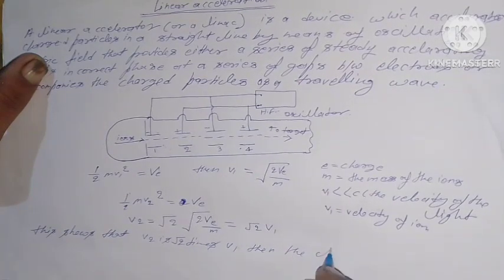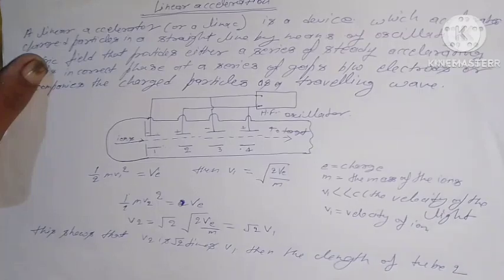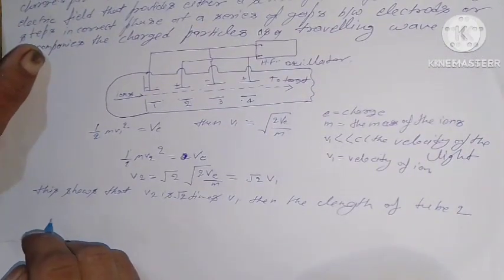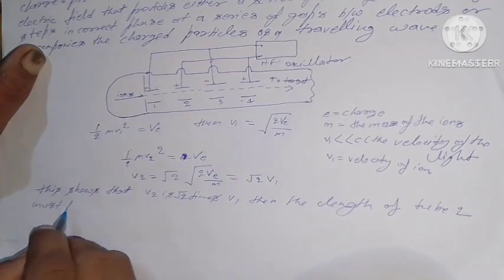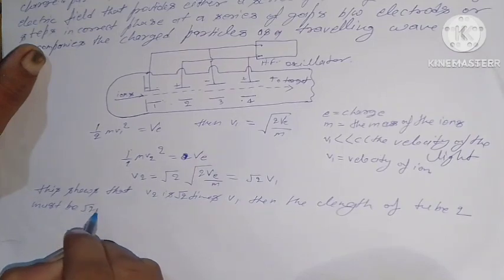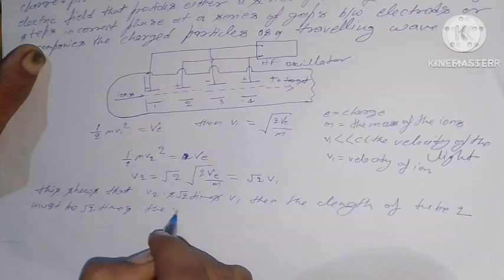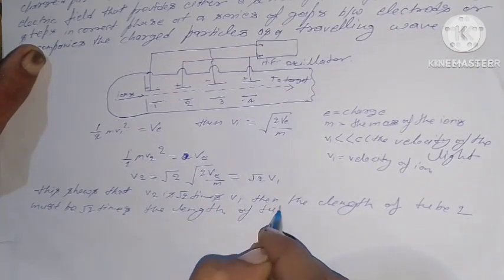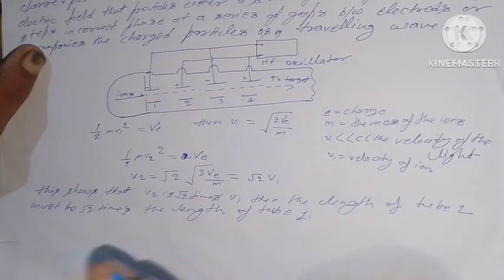The length of tube 2 must be root 2 times the length of tube 1. Okay?